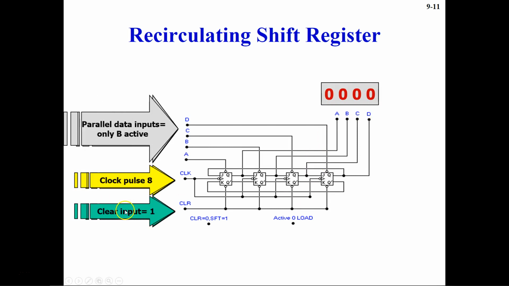Now let's see next. Parallel data input only is activated and clear input is 1. Your clear input is 1, so the clear input is basically deactivated, and in the parallel input you're giving 0 1 0 0, so 1 is going in here. Okay, so if you have something like that, what will happen? Based on the previous input received, this output will respond. So based on that, you have 0 1 0 0.